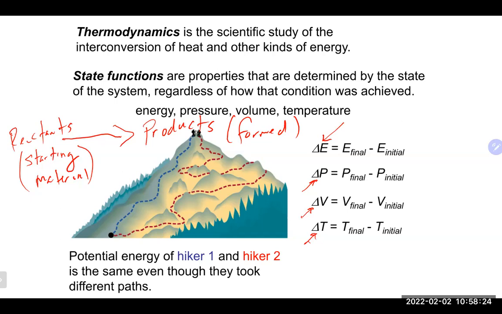So a lot of times when we calculate something like energy, one form of energy that we oftentimes calculate is known as delta H. That is what is known as the enthalpy. It's basically the heat of a reaction.